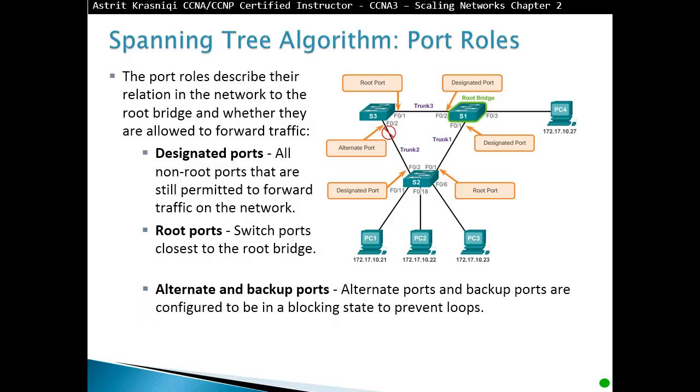Alternate and backup ports. Alternate ports and backup ports are configured to be in the blocking state to prevent loops. So, for example, this is a backup port. If this link fails, this other link will turn on. This is called an alternate port. An alternate port is not allowed to send user data, but it's still allowed to send and receive BPDUs. And then we have a disabled port. A disabled port is a switch port that is shut down.